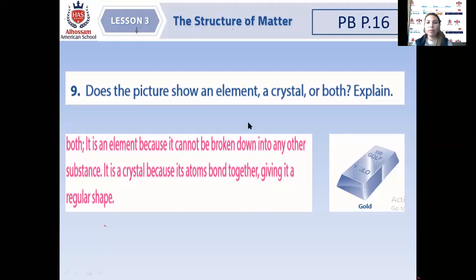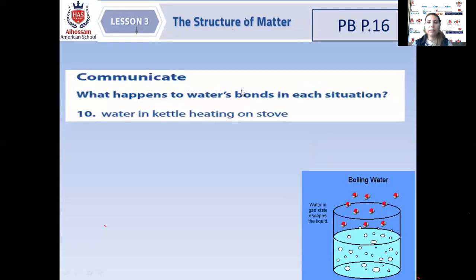Yes, so let's continue. Okay, number 10. What happens to water bonds in each situation? What will happen for the water bond, the chemical bonds between oxygen and hydrogen, and between one molecule of water and the other molecule of water? So what will happen for the two chemical bonds between water molecules?